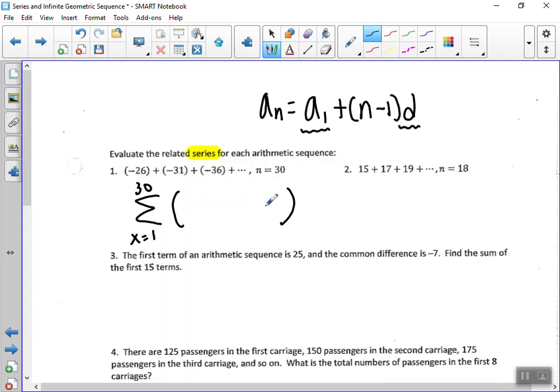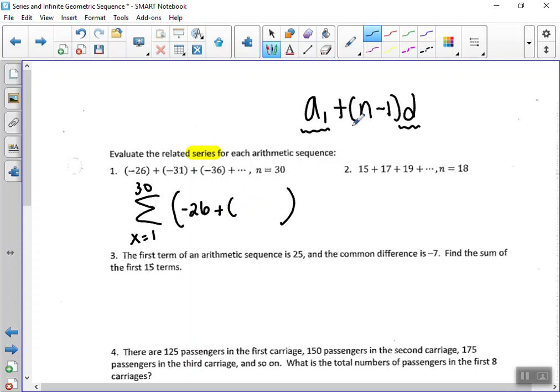Now we just have to put the arithmetic formula in here. So you don't put this part. Let me just erase it. You only put this part in here. But you have to replace these two numbers. So a sub 1 represents the first term. What is my first term in this sequence right here? Negative 26. Negative 26. Again, notice I'm putting it all in this parentheses.